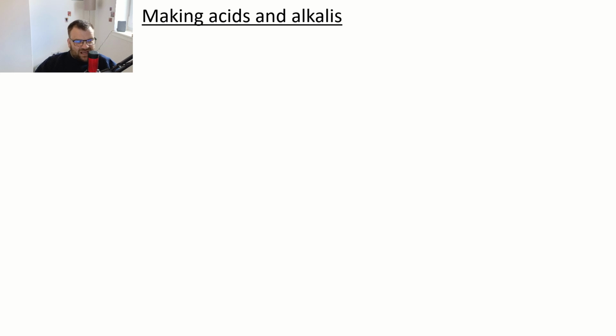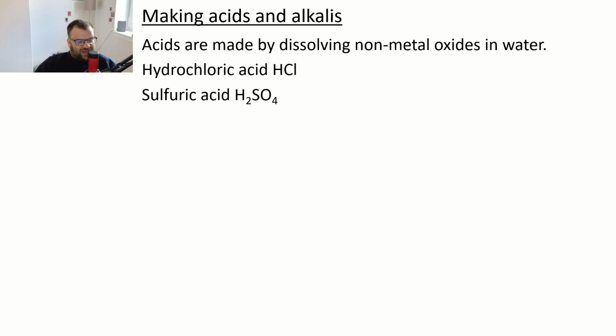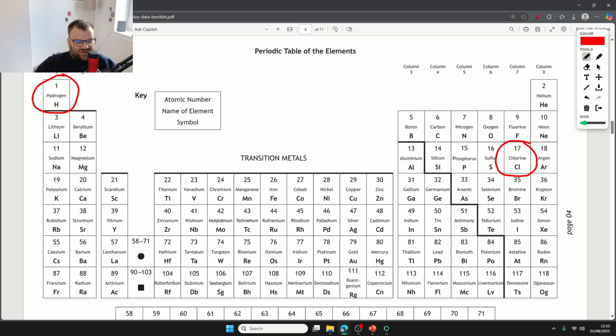When it comes to making acids and alkalis, acids are made by dissolving non-metal oxides in water. Examples would include hydrochloric acid, sulfuric acid, and nitric acid. We also have the formulas there of HCl, H2SO4, and HNO3. When it comes to deciding if it's going to make an acid or an alkali, hydrochloric acid might go to example. The reason for this is that if you use the data booklet, you can see that both hydrogen and chlorine are non-metals. Therefore, non-metal oxides are the ones that will dissolve to produce acids.